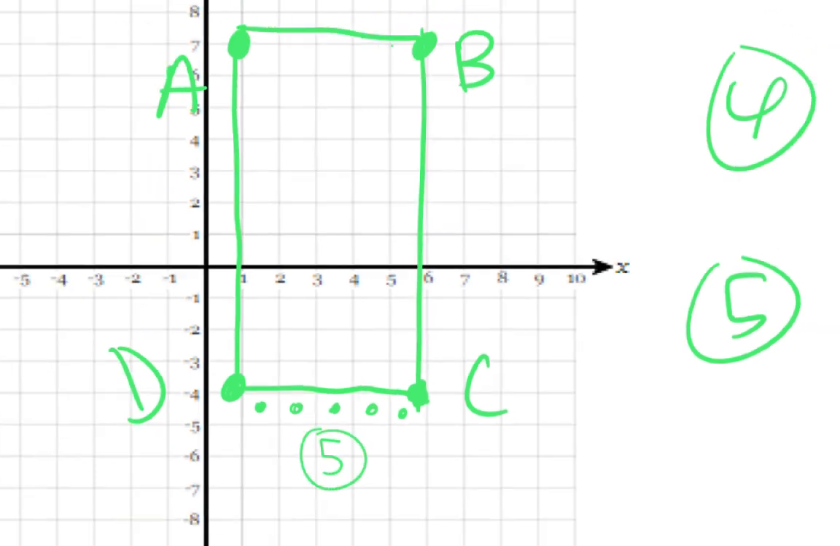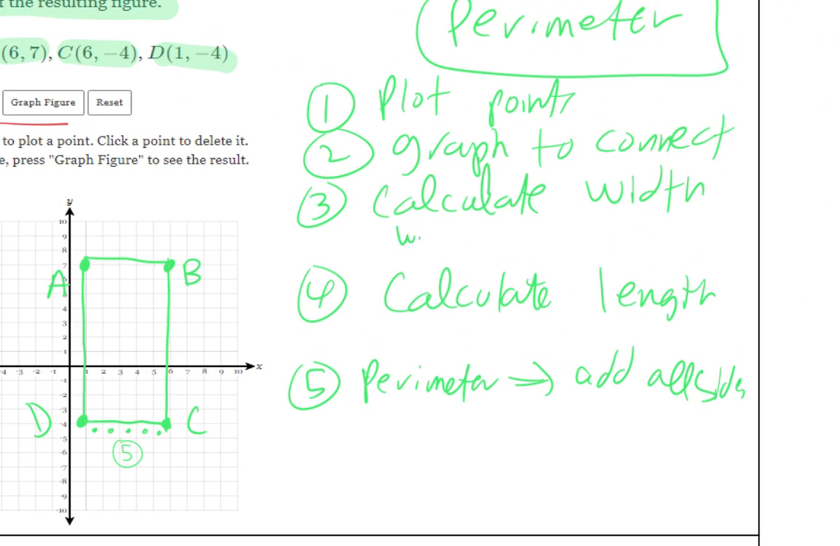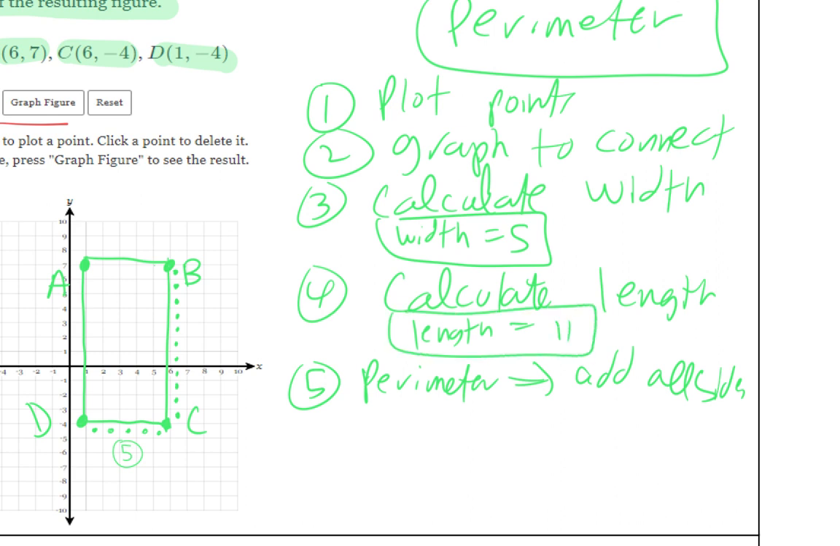Okay, so keeping that in mind, let's go over here and we said the width is 5, right? So we say width equals 5. Okay, now let's calculate the length. So we can do a similar thing right over here. So let's use those dots. We're going to say 1, 2, 3, 4, 5, 6, 7, 8, 9, 10, 11. Okay, so the length is equal to 11.